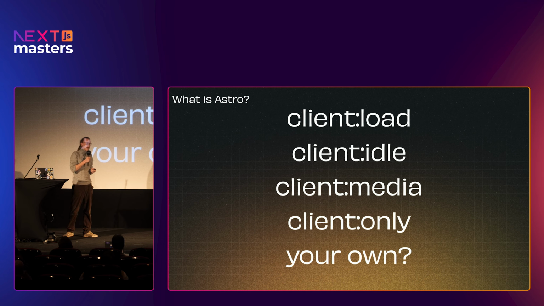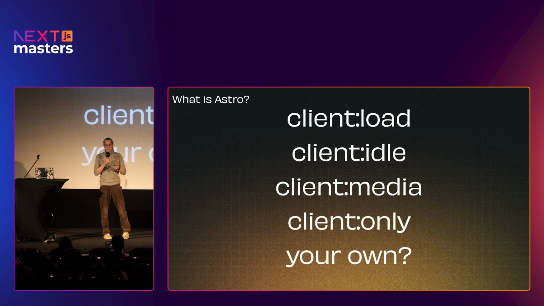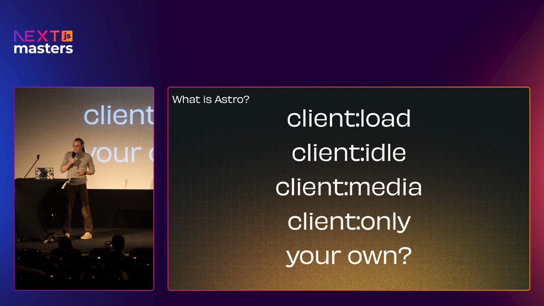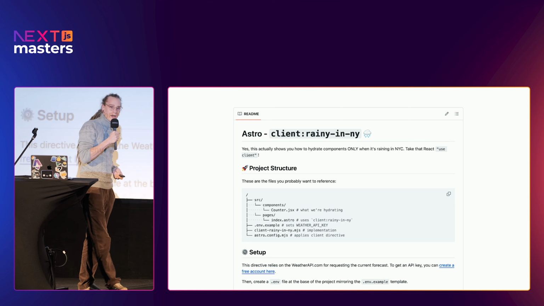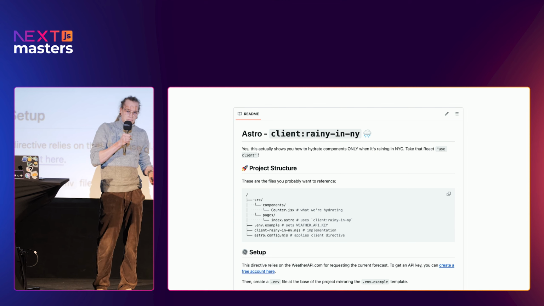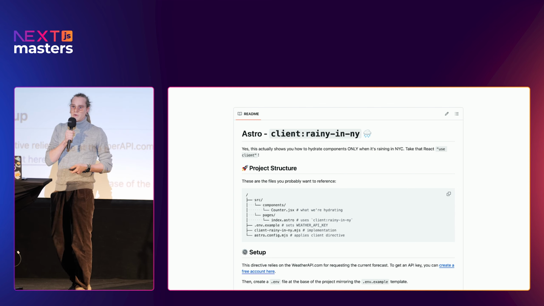Also, if you decide you need some other reason to ship JavaScript, this is a completely open system. You can build your own. And I have a great example for that. Ben built this. When you let developers roam free, they build crazy stuff. This does exactly what it says: it will hydrate your Astro component when it's raining in New York. It uses the weather API, fetches it and says, okay, it's not raining, I'm not going to hydrate my component.